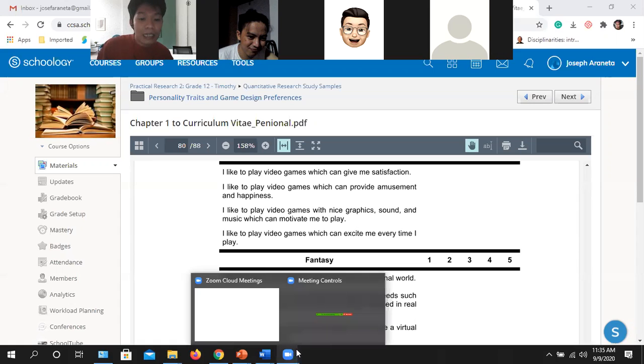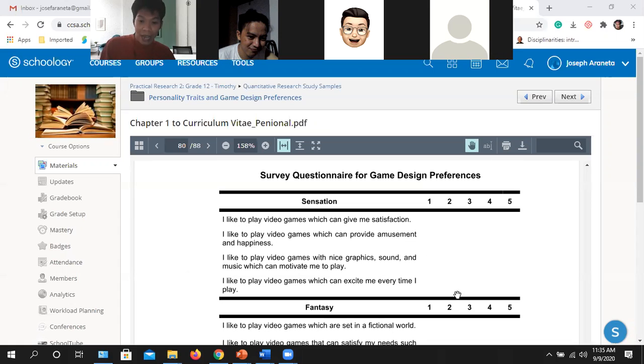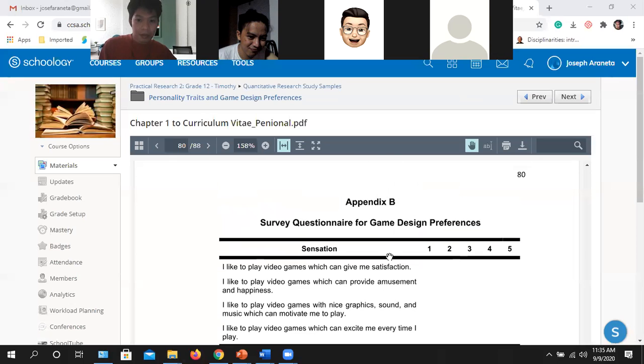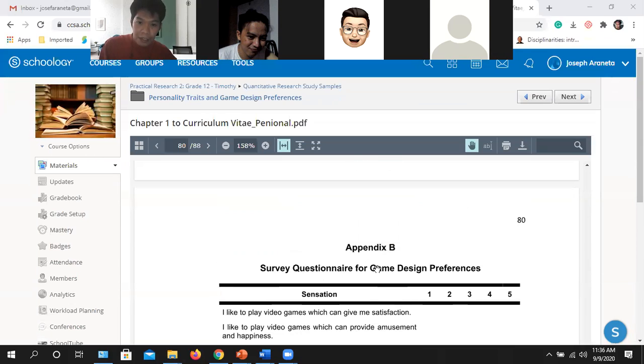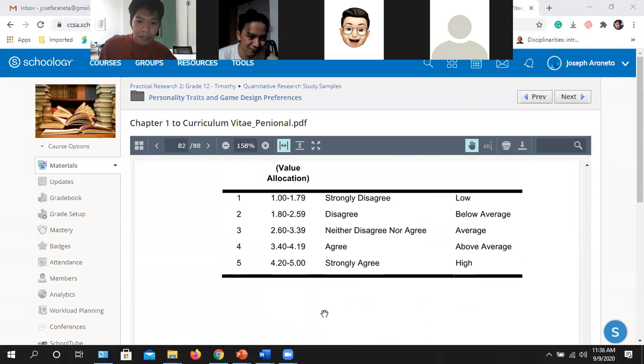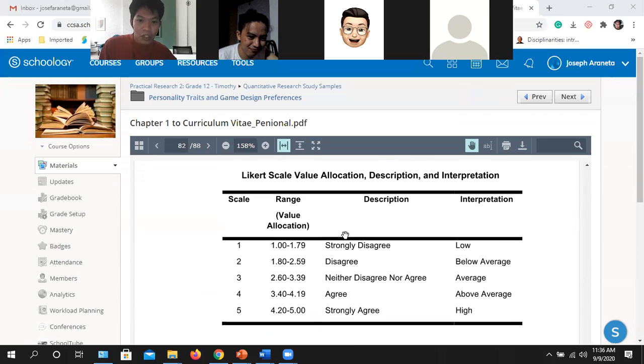Your qualitative study is different. Your research instrument used opinion-generating questions. This one is scaling, where they rate. For example, 1, 2, 3, 4, 5, with meanings: strongly disagree, disagree, neither disagree nor agree, agree, strongly agree. Then the interpretation: scale value, allocation, description, and interpretation.